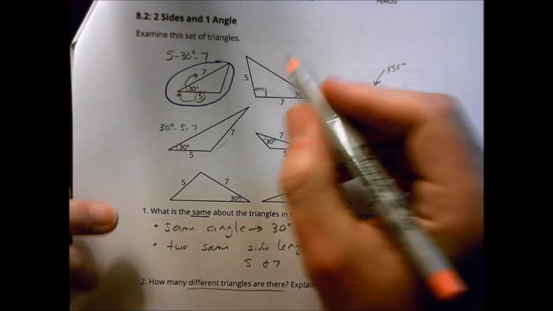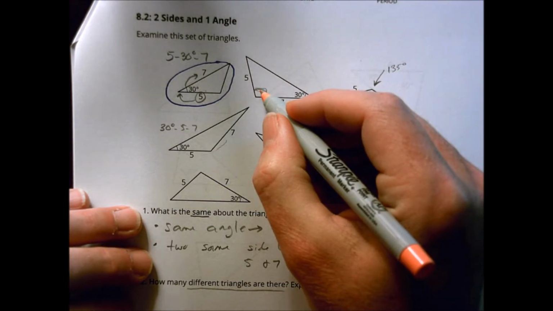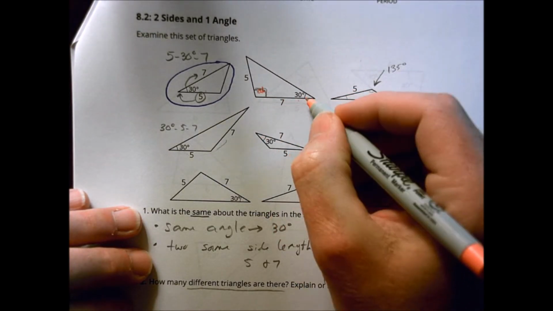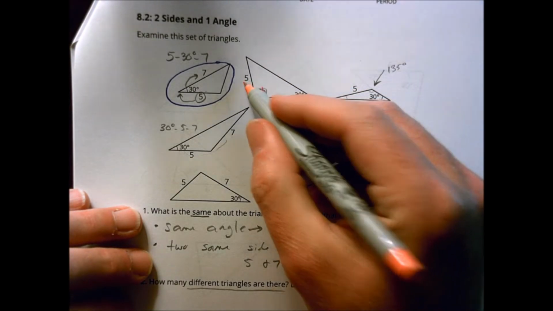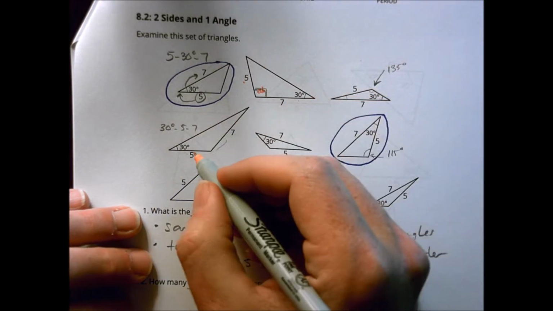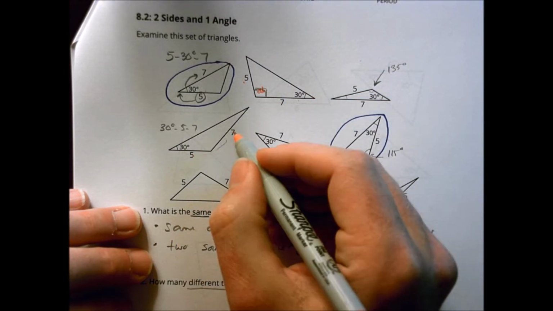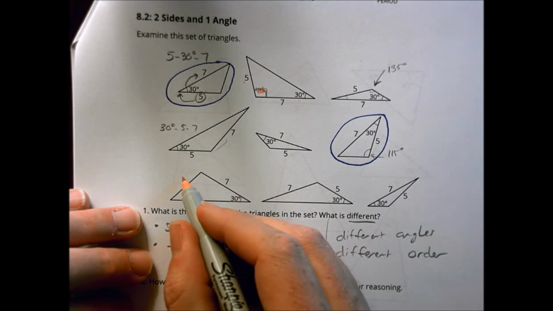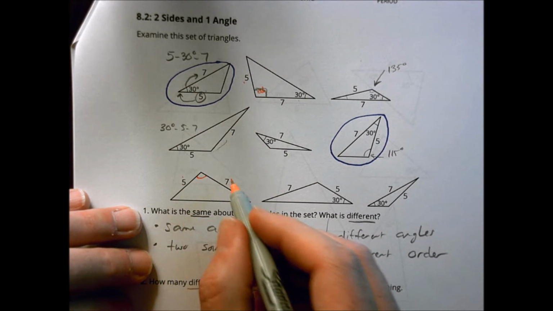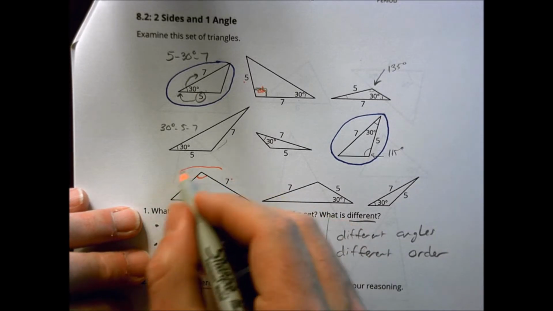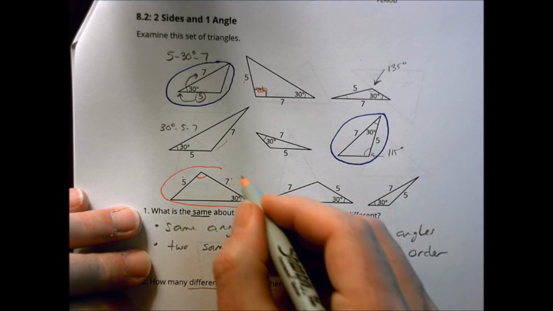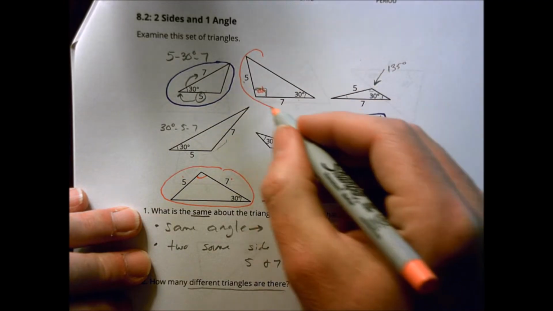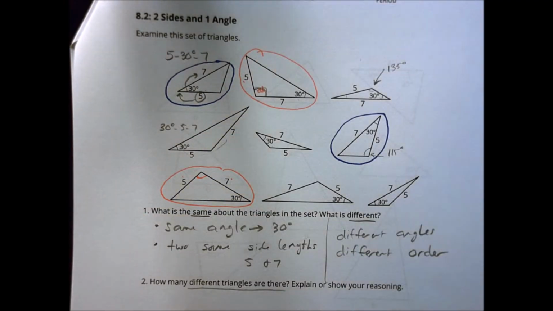Let's see if we can find another one. Let's see if we can find a 5 and then an obtuse angle and a 7 and 30, kind of in that order. 5, obtuse, 7, 30. So here, 5, obtuse, 7, nope. 5, obtuse, 7, 30. That seems to work. Yep. So this one, because of the order, is going to match this guy right here. Got that one in place.